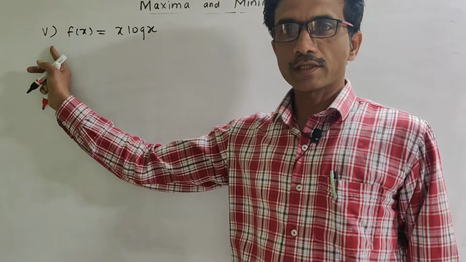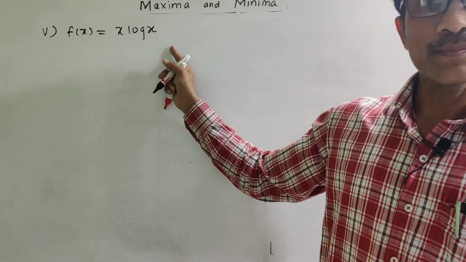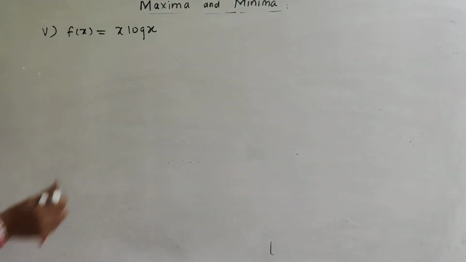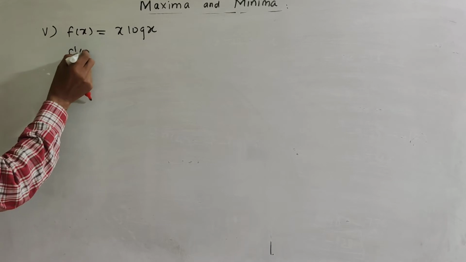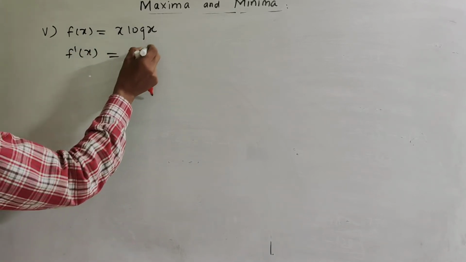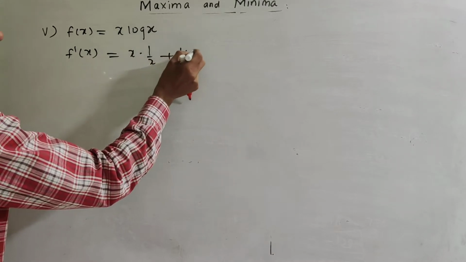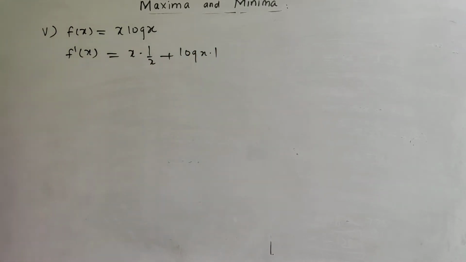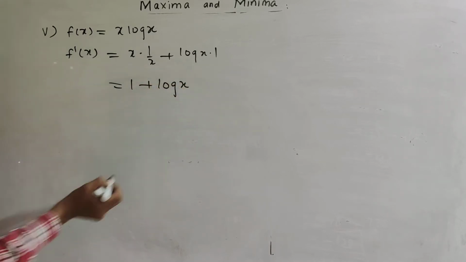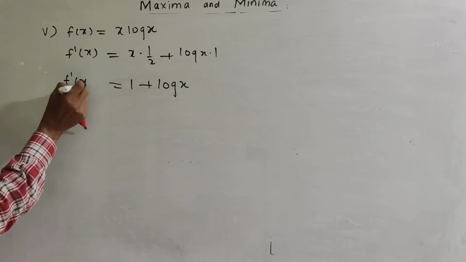Fifth sub question is f(x) equals x into log of x. So we find the minimum and maximum value of the function. Here we are getting f'(x). First we find the differentiation. f'(x) is x times the derivative of log x, 1 by x, plus log of x times the derivative of x, which is 1, so 1 plus log of x is the derivative f'(x).